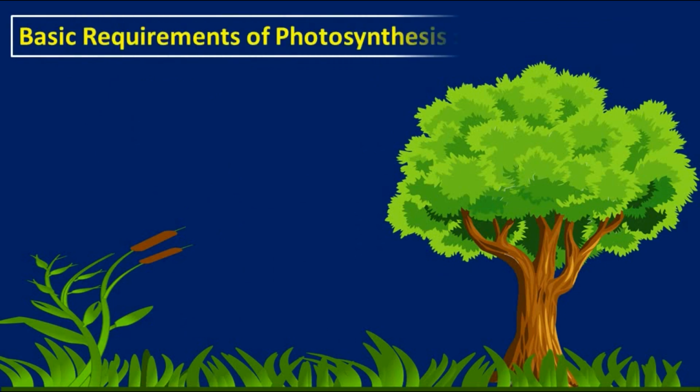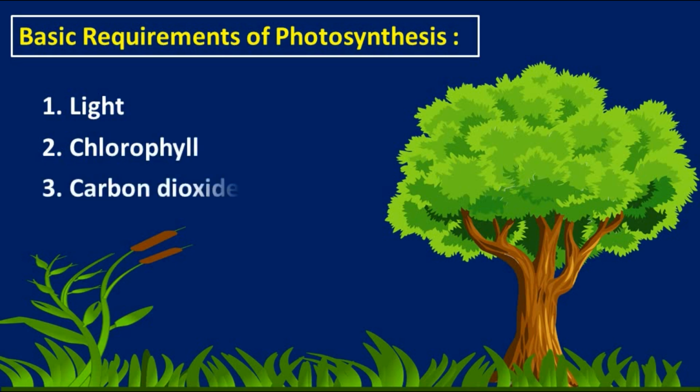The process of photosynthesis cannot take place in the absence of these four requirements, so they are considered to be the basic requirements of photosynthesis. These four requirements are light, chlorophyll, carbon dioxide and water. Sunlight is used and converted into chemical energy. Chlorophylls are present in the green leaf.